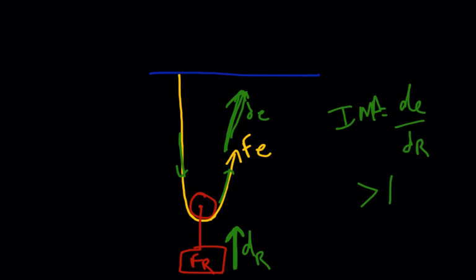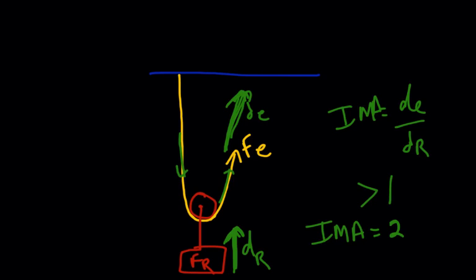In fact, your IMA for a movable pulley is actually going to equal 2. It's going to be 2. You're going to pull this twice as far as this actually is going to be raised up. So the ideal mechanical advantage for a movable pulley is actually 2.